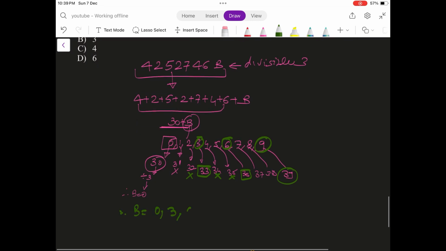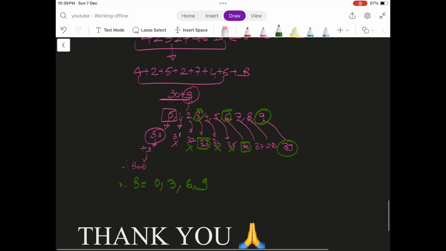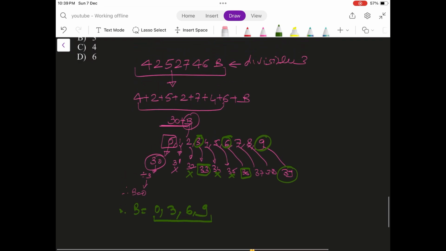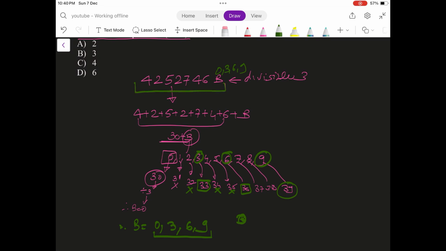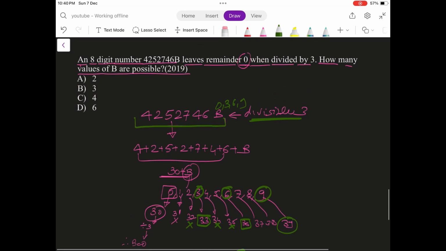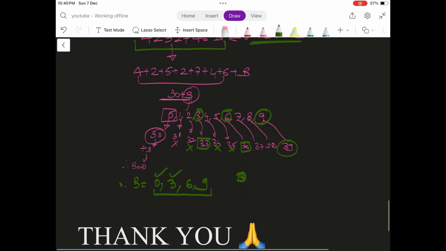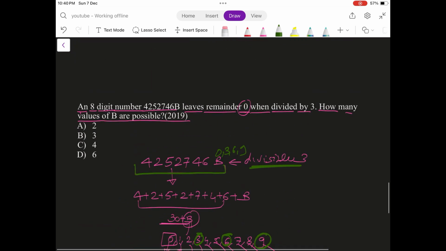Therefore b can be either 0, 3, 6, 9, because only if b is 0, 3, 6, 9, तभी ये जो नंबर में डिजिट्स की सम होगी, अगर यहाँ पे 0, 3, 6, 9 होगा b की जगह, तभी इस नंबर के sum of digits will be divisible by 3, right. Therefore possible values of b are 0, 3, 6, 9, तो 4 वैल्यूज पॉसिबल हैं, so answer is 4. That's it.